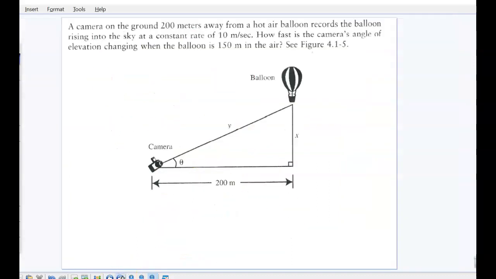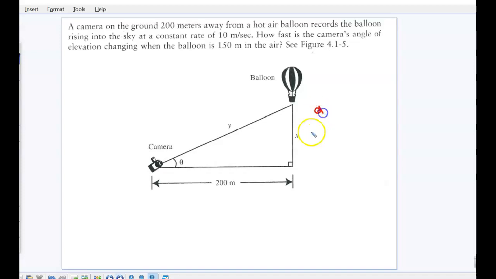Okay, our last example is our trig example. And we have a camera on the ground 200 meters away from a hot air balloon and records the balloon rising into the sky at a constant rate of 10 meters per second. How fast is the camera's angle of elevation changing when the balloon is 150 meters in the air?